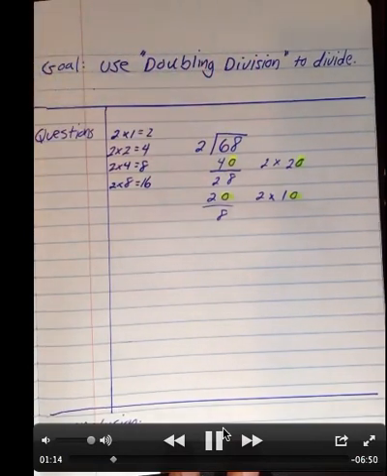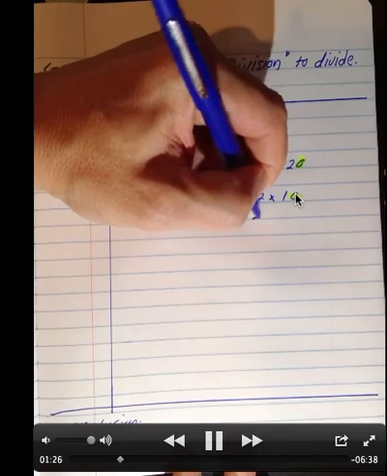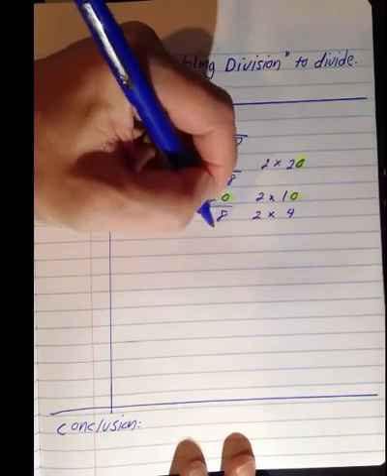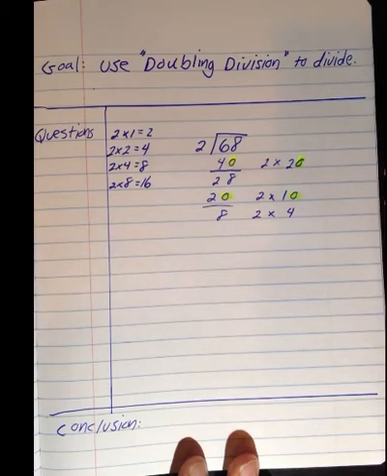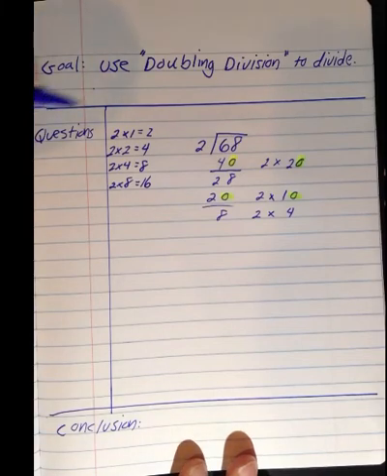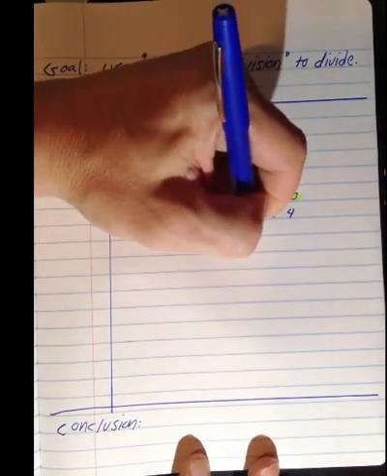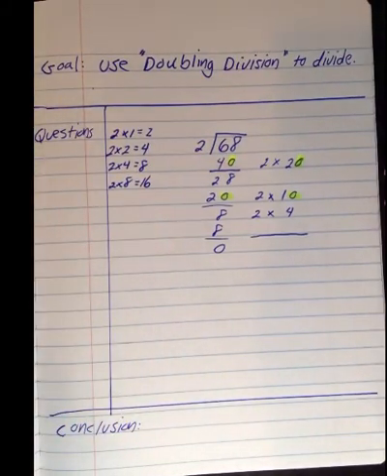8 is 2 groups of 4. So we only have 4 more groups we can make. So far we've made 20 groups, and then we made 10 groups, and we're going to make 4 more groups because 8 is 2 groups of 4. So the idea with doubling division is to simplify the size of our groups and determine how many groups we make. So in the end, we're going to count up how many groups we've made. We made 20, and then we made 10, and then we made 4.